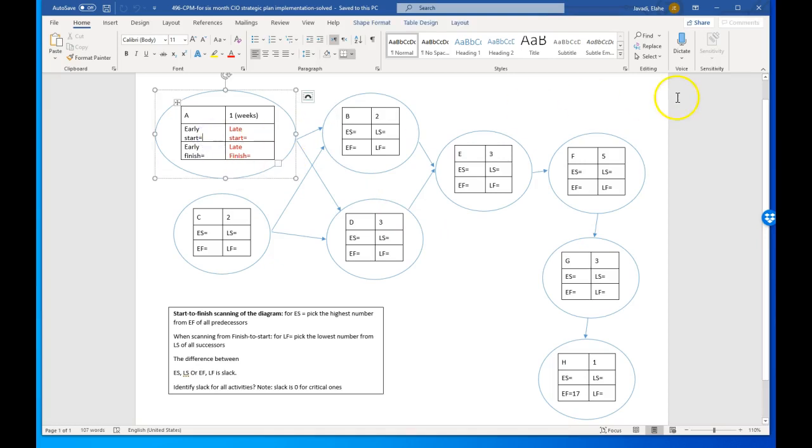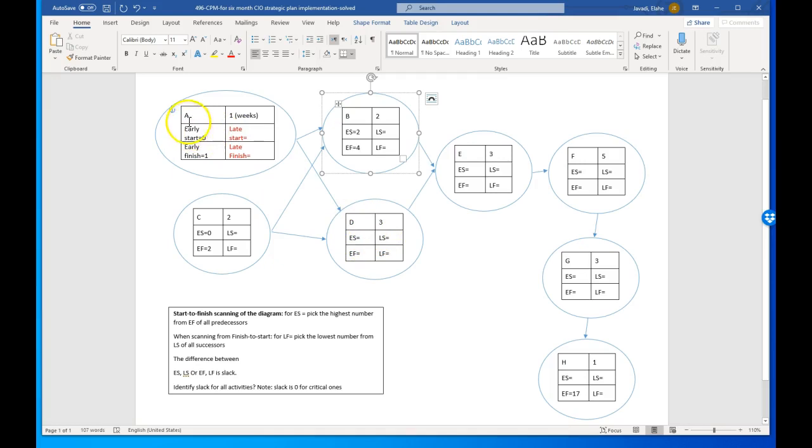A, there is nothing before it, can start in the current week. We call it week 0. It finishes in 1 week. 0 plus 1 is 1. C, 0, nothing before it. 0 plus 2 is 2. B depends on A and C. One of them is going to finish on week 1, one of them on week 2. This needs both of them, so the earliest it can start is week 2. 2 plus 2, 4. Early finish, remember, equals early start plus duration.